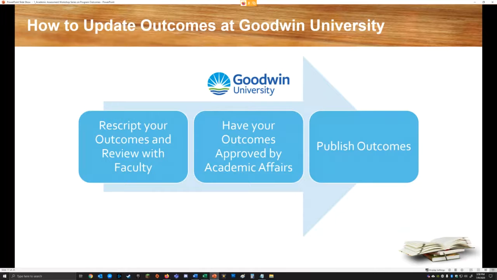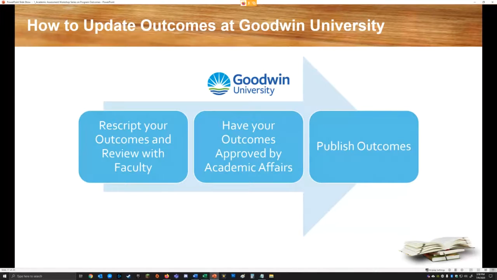The visual that we have here is really accurate. You modify your outcomes, review them with faculty, have them approved by academic affairs, and then you publish them. However you publish them is a little different. Program outcomes get published in the catalog. So for those of you who haven't experienced it, always knowing when the catalog is being updated is very important, because you want to have those in the newest version of the catalog.